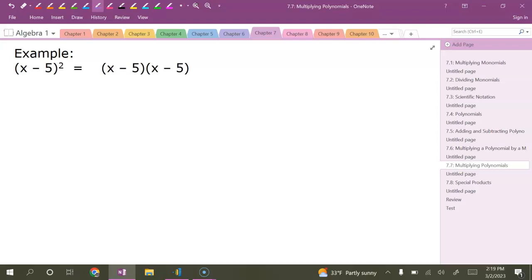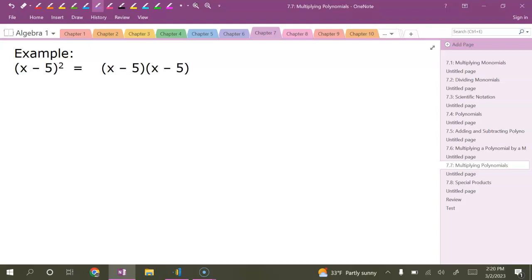It's the same thing if I had 4 squared. That would be the same thing as 4 times 4. So it's the same idea that we're using here. What you can do is you can set up the box method again here, or you can use the distributive property. Since this one's a little bit smaller, I would say that the distributive property is probably an okay or easy way to do these types of problems.